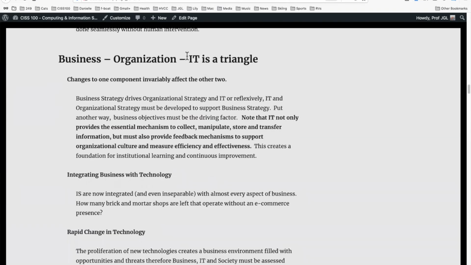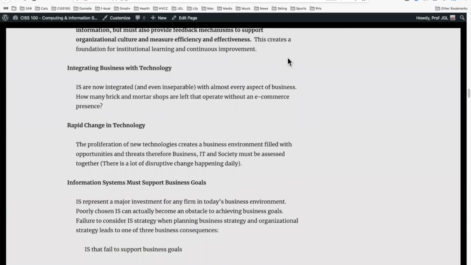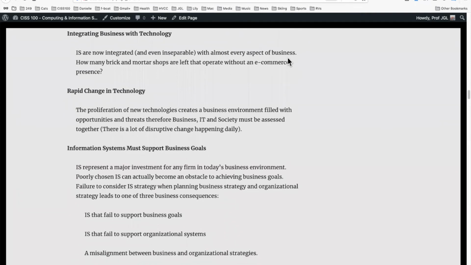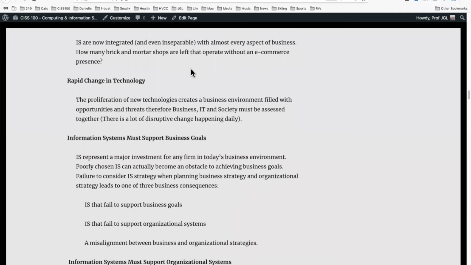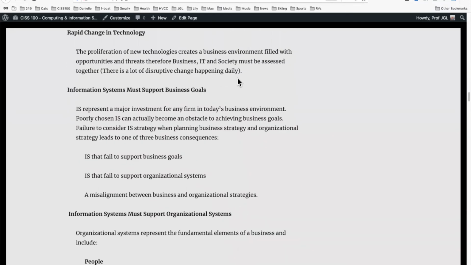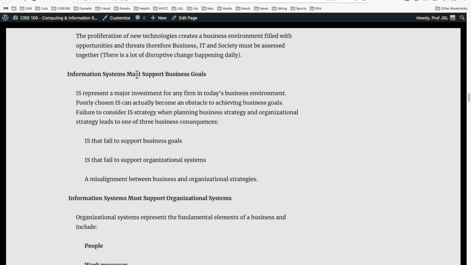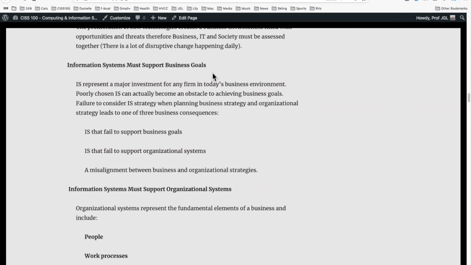Okay, you've heard me say this over and over. Business, organization, IT is a triangle. I won't go back into it. I'm just going to ask you to read through this. There are things that are taking place, rapid change in technology, it's here. Rapid change in the environment, we've seen that in the past year. Information systems must support business goals. Okay, we can't just implement something because, hey, that's really cool technology. However much we'd like to do that, okay? So information systems must support business goals, must support organizational systems.